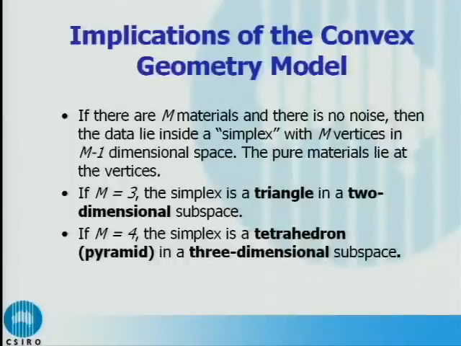Okay. So the implications of the convex geometry model: if there are m materials and there's no noise, then the data lie inside a simplex with m vertices in m-1 dimensional space. The pure materials lie at the vertices. So if m equals 3, the simplex is a triangle in a 2-dimensional subspace. If m equals 4, the simplex is a tetrahedron in a 3-dimensional subspace.